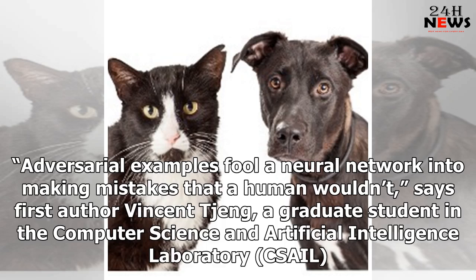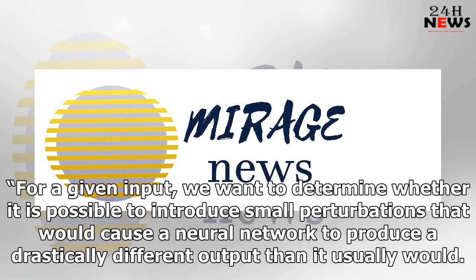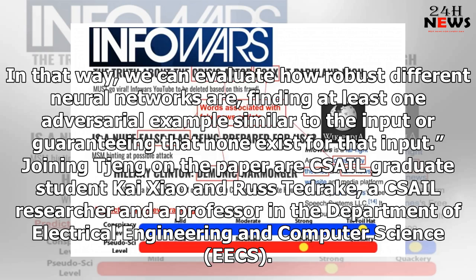Adversarial examples fool a neural network into making mistakes that a human wouldn't, says first author Vincent Zheng, a graduate student in the Computer Science and Artificial Intelligence Laboratory (CSAIL). For a given input, we want to determine whether it is possible to introduce small perturbations that would cause a neural network to produce a drastically different output than it usually would. In that way, we can evaluate how robust different neural networks are, finding at least one adversarial example similar to the input or guaranteeing that none exist for that input.